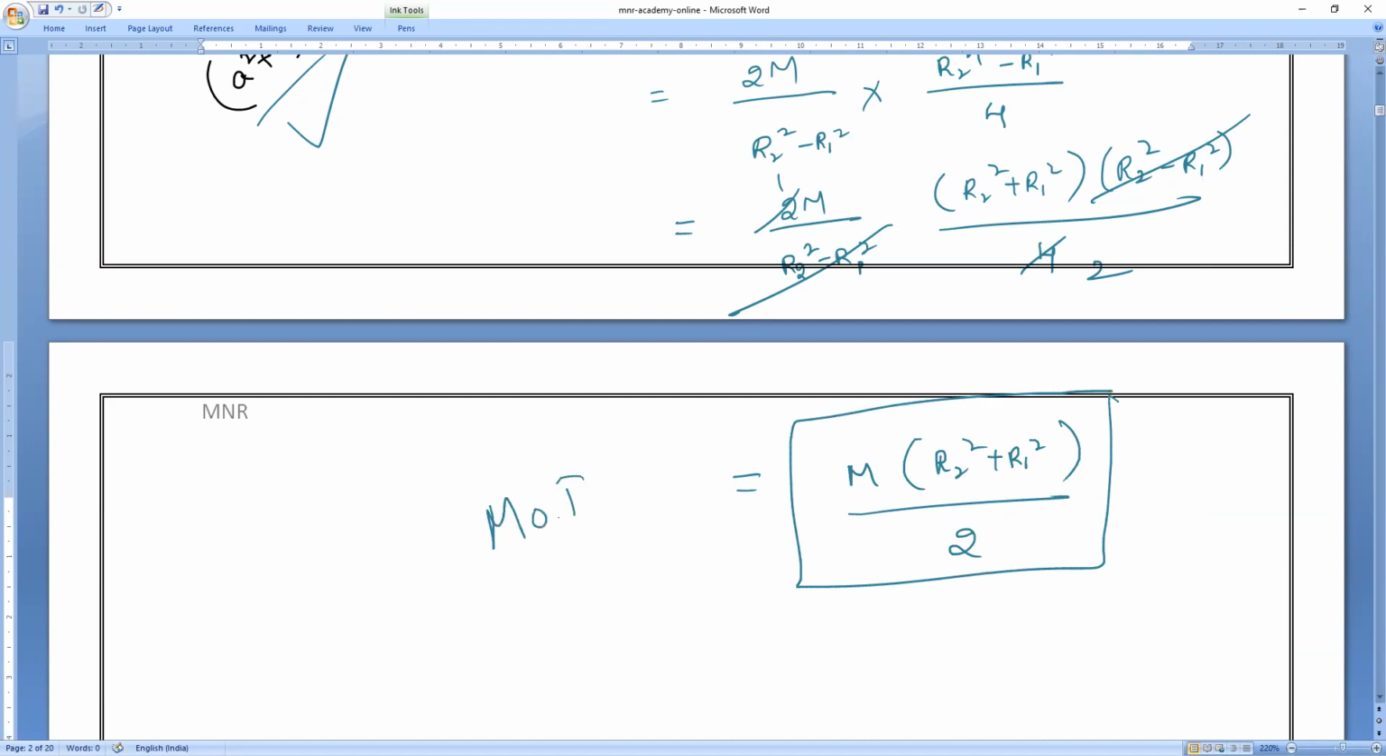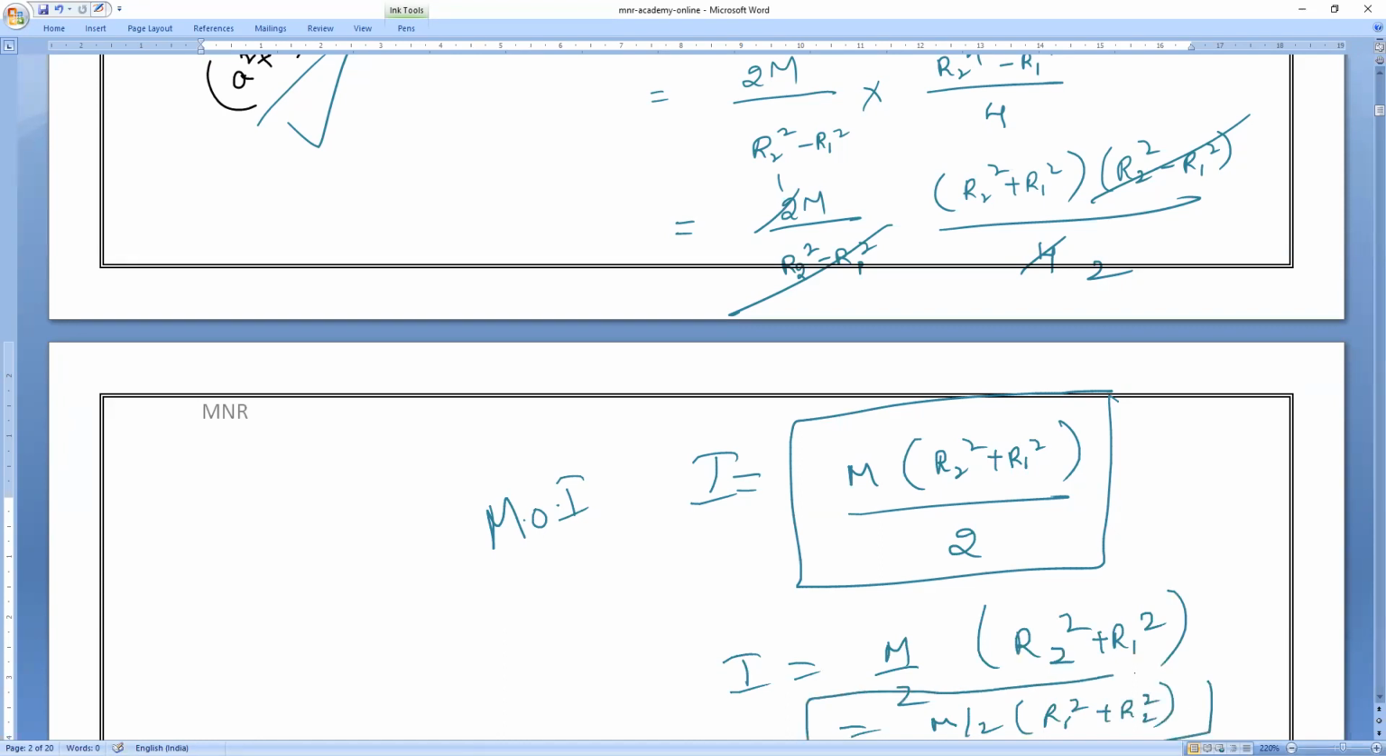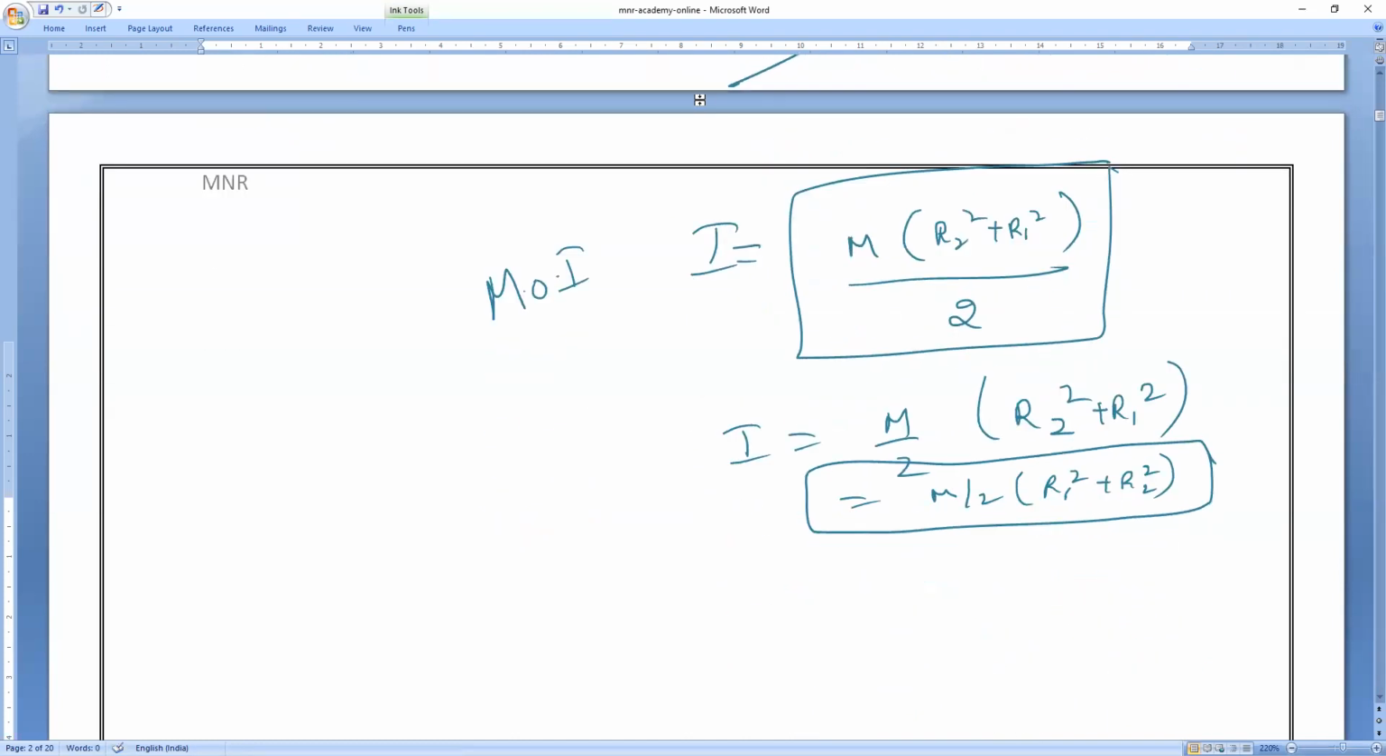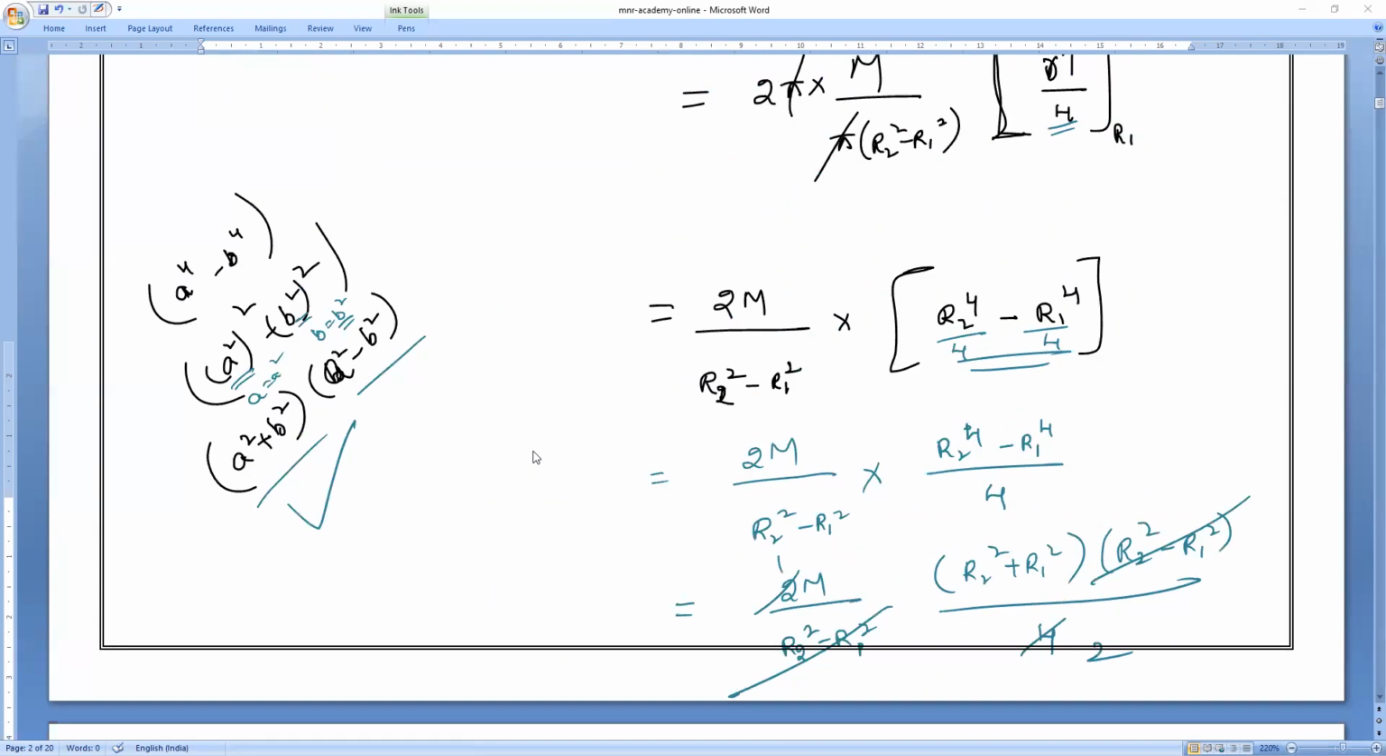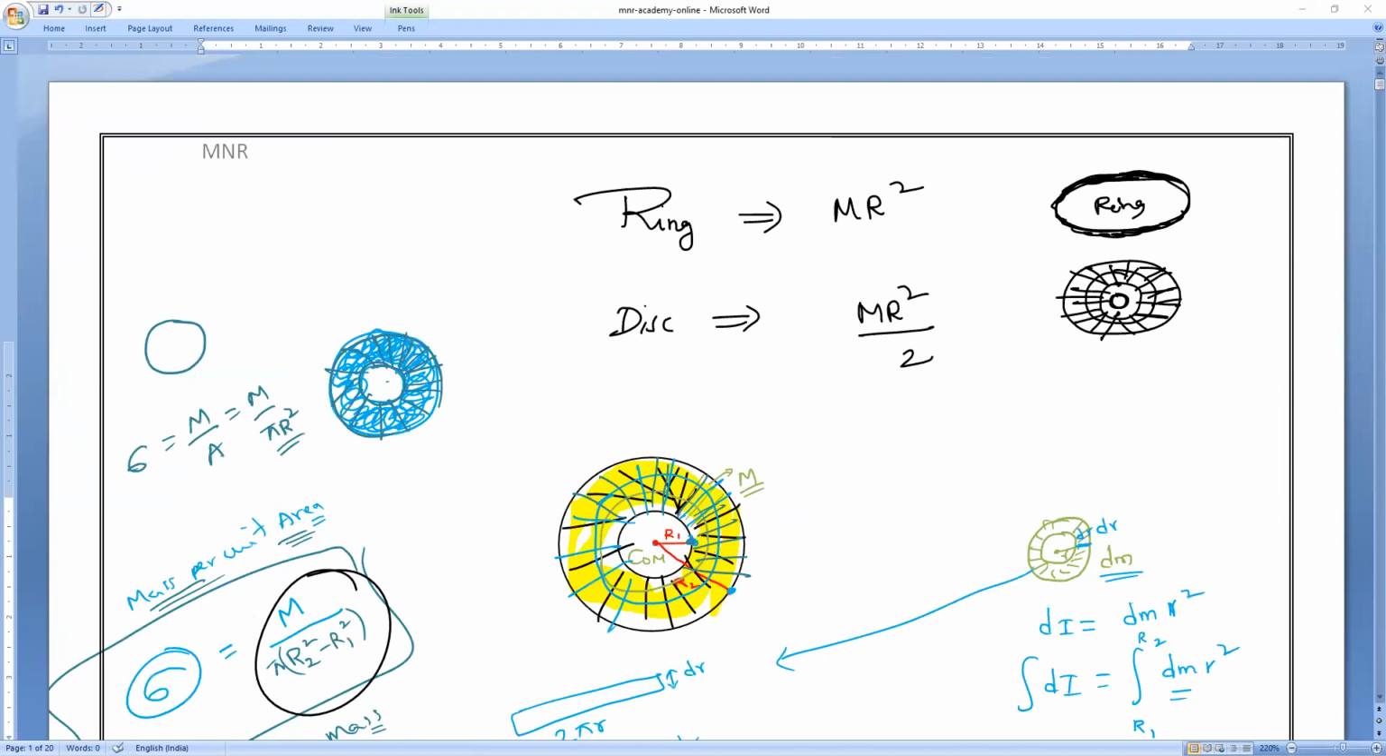So the moment of inertia, if I take it, I is equal to M by 2 into (R2 square plus R1 square), or I can say M by 2 into (R1 square plus R2 square). Both are the same. I hope you all understand. So that is the way we need to solve the moment of inertia of a disk. Now, they are asking the moment of inertia from R to R, not from a particular place.